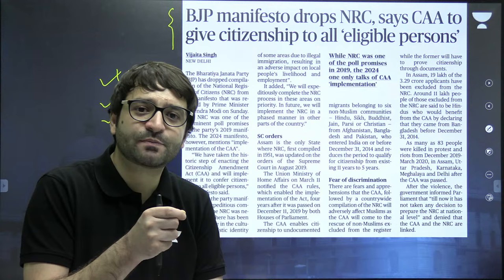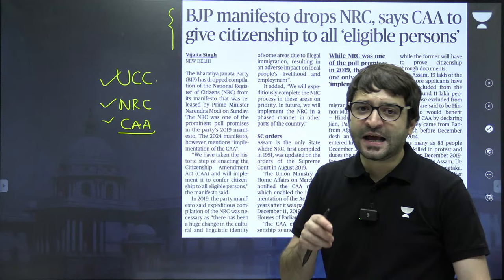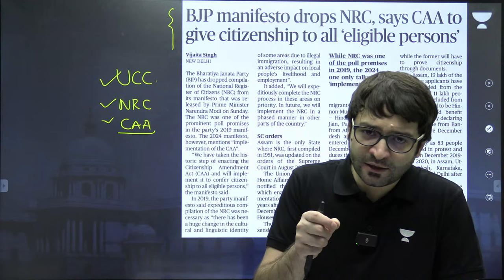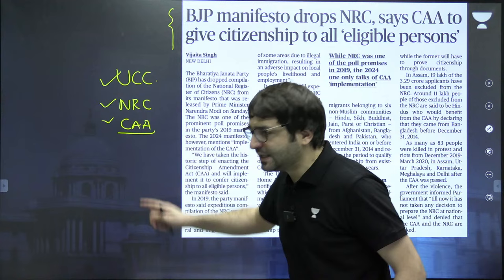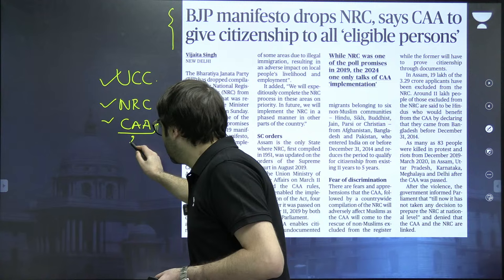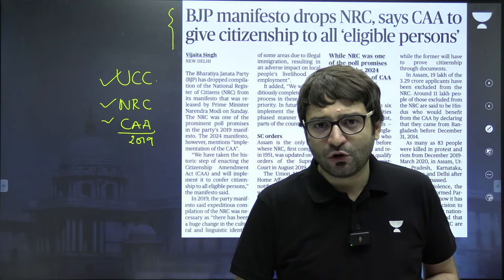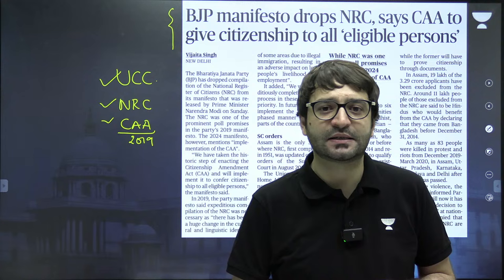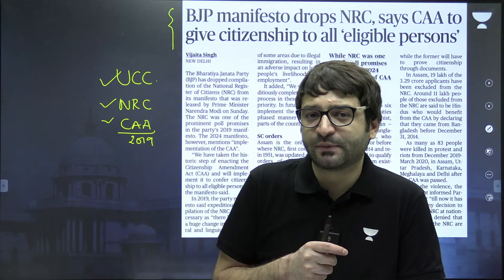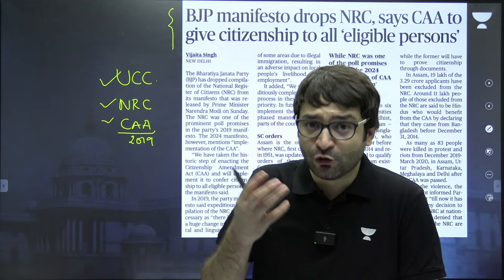And under CAA, can illegal migrants get citizenship? No. Can illegal migrants get citizenship under Indian laws? No. Then, sir, what about CAA? Under CAA of 2019, all those migrants who have come from Pakistan, Afghanistan, Bangladesh, who belong to six religious minorities of these countries, Hindus, Christians, Buddhists, Jains, Sikhs and Parsis, if they entered India on or before 31st December 2014, shall not be deemed illegal migrants. When you are not deemed an illegal migrant, that means you are eligible for citizenship.